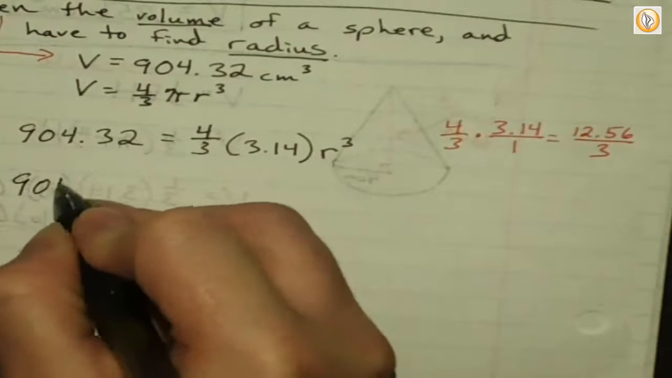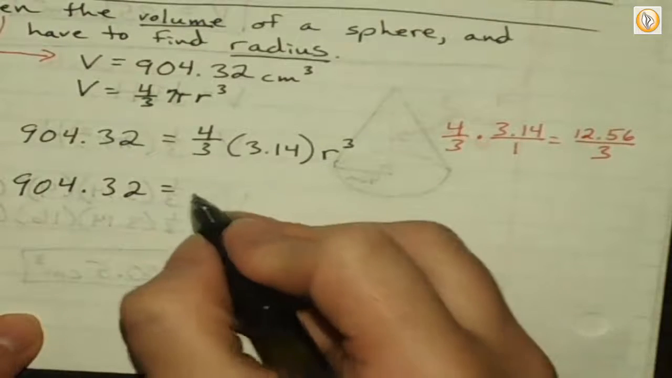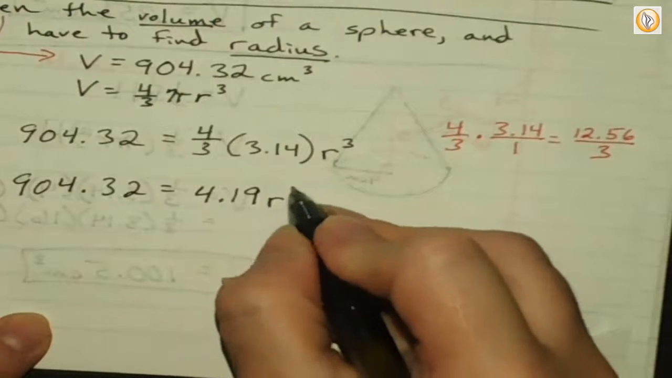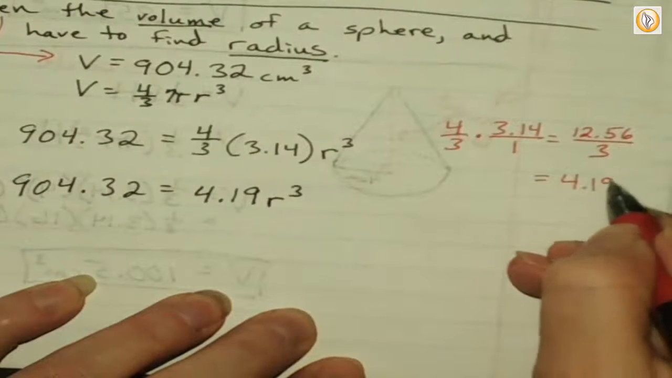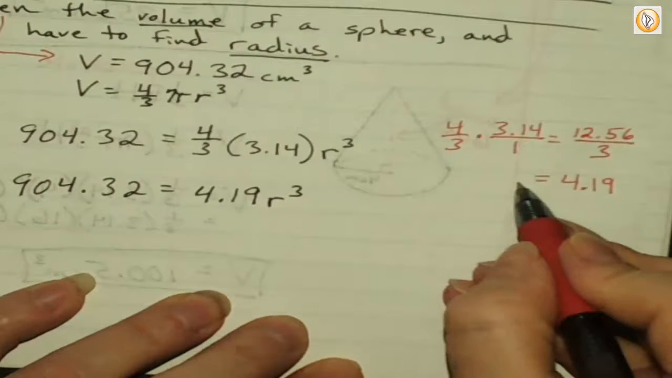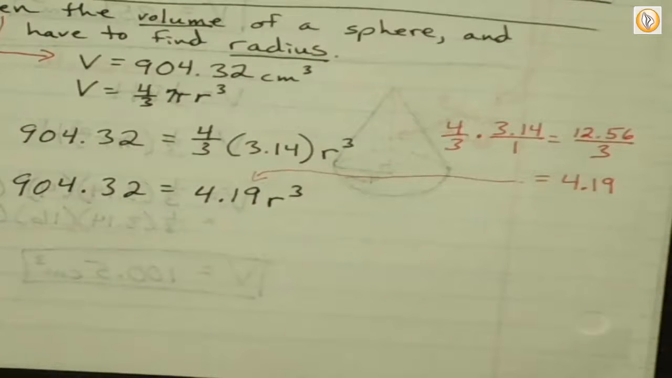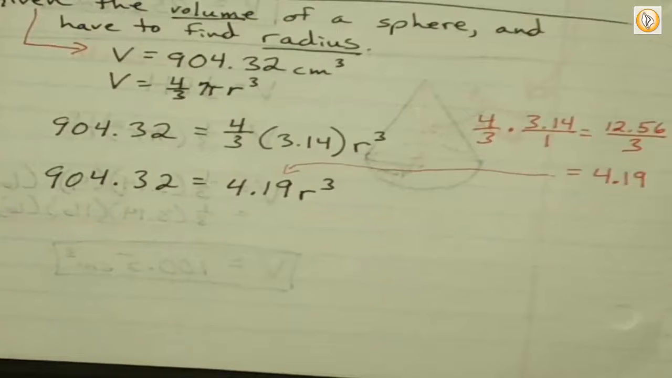And I'm going to get 904.32 equals 4.19 radius cubed. Because if we divide this correctly, you get 4.19. Well, we're going to round. All right. Does everyone see what I did? Izzy, did you see what I did? Okay.